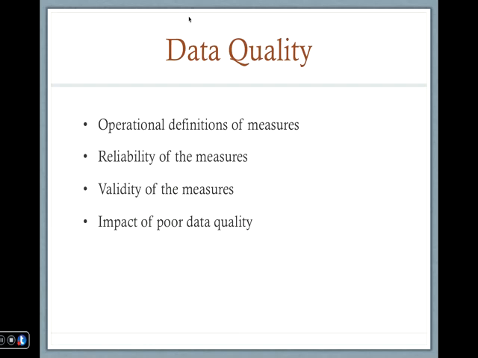The impact of poor data quality is very significant. When you run statistical analyses, your outputs or what you derive are only as good as your data. If your data is dirty or sloppy, then you're going to get sloppy outputs with results that don't mean anything. So it's very, very important to get good data quality and be careful about what you measure.